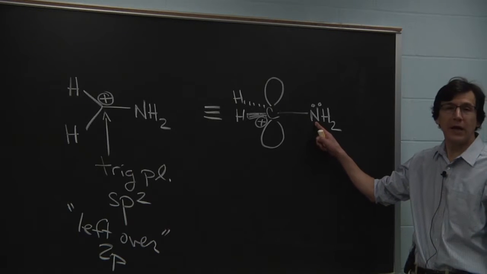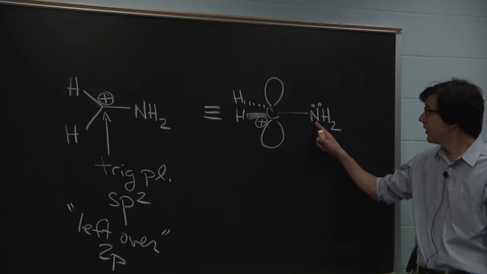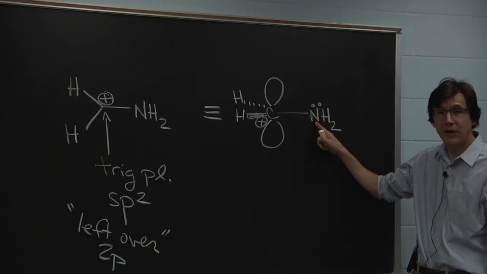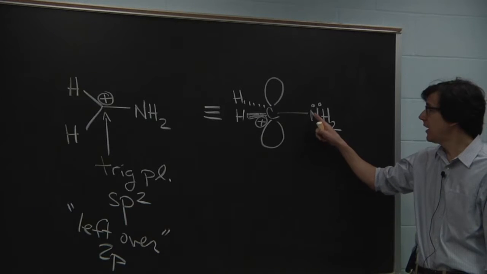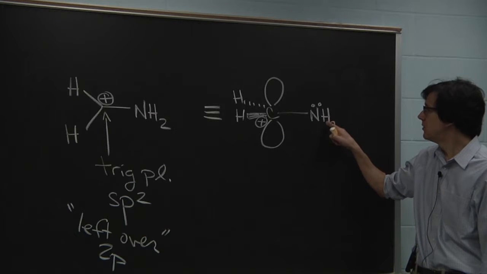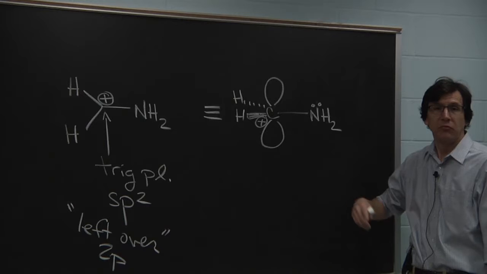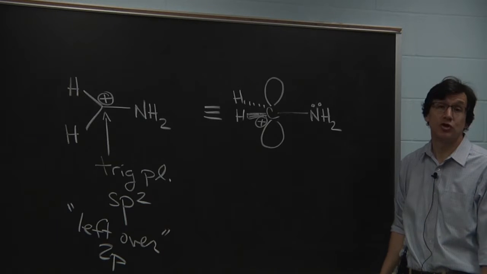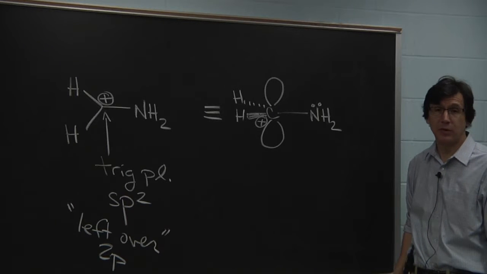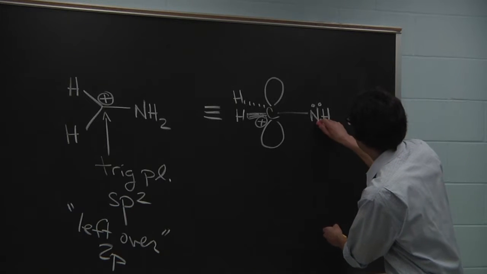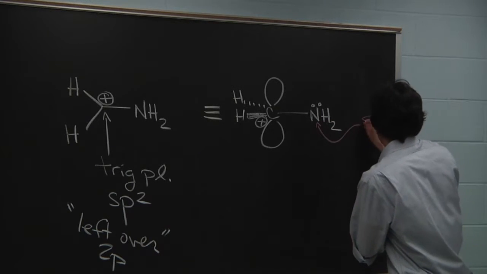There are two possible answers that one could reasonably give. One turns out to be better than the other. You might argue that this nitrogen should be sp3 hybridized because it has one thing, two things, three things, four things attached. So maybe the geometry of that nitrogen should be tetrahedral and it should be sp3 hybridized.